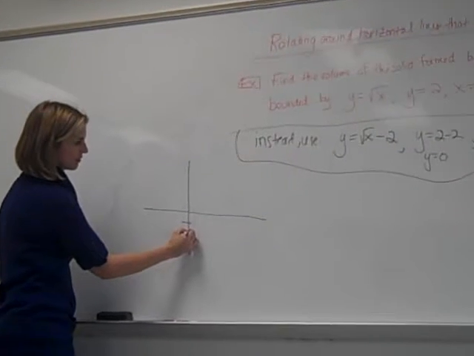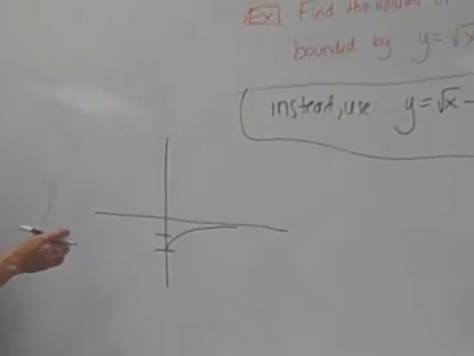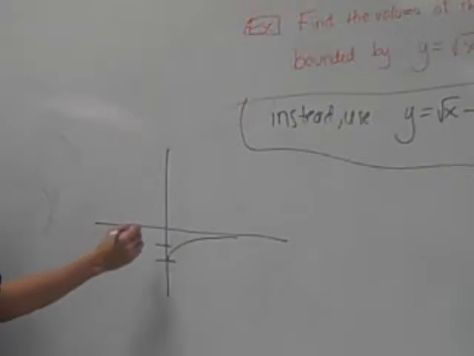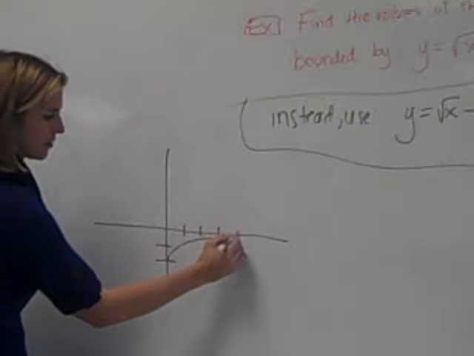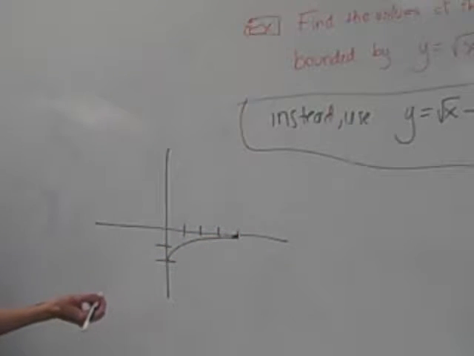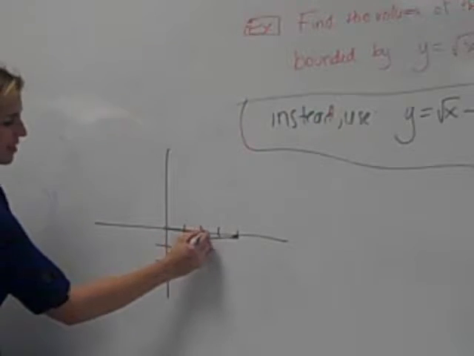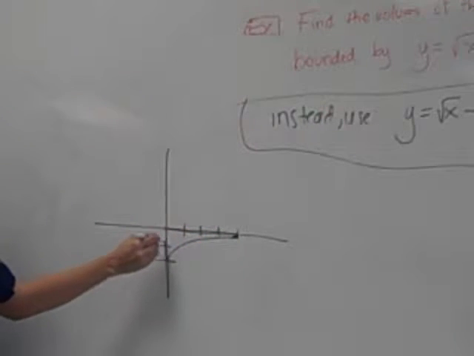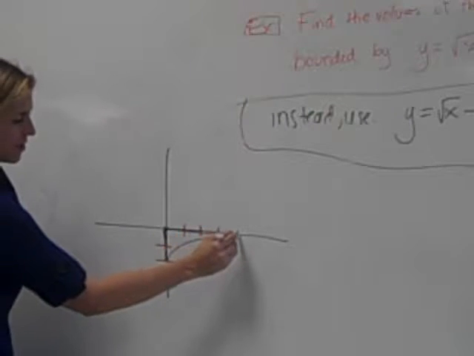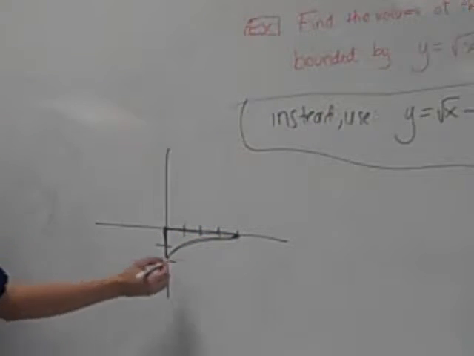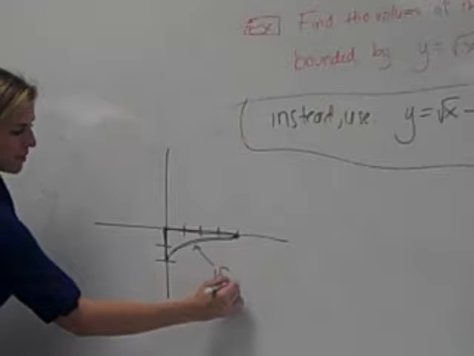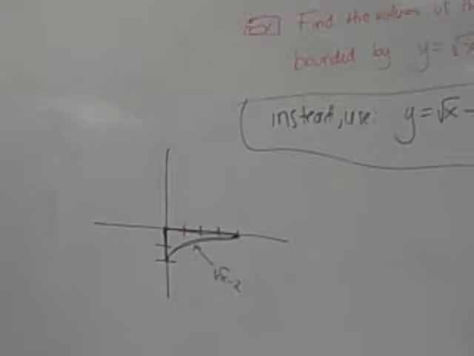Like this. I don't know where it's going to hit. Where's it hit the x-axis? At 4. Good enough. And y equals 0, that's this, and x equals 0, that's this. So this is the square root of x minus 2 and 0, and I'm revolving this around the x-axis.